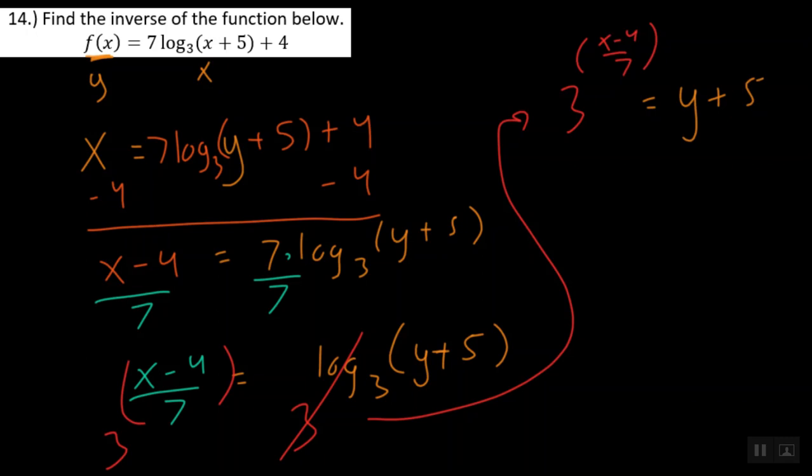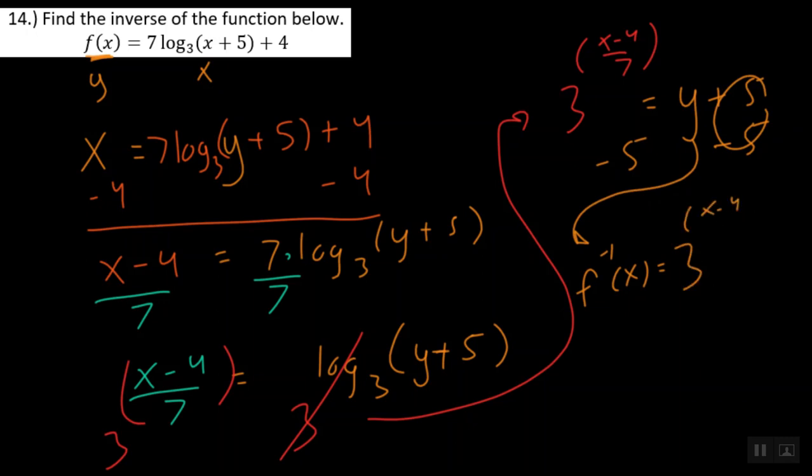And since we're so close to finishing, I think I see a lot of students make a mistake here. You subtract both sides by 5, and you simply write this. y is f inverse of x is equal to 3 to the x minus 4 over 7 minus 5. And you really want to emphasize that your 3 and your 5 are the exact same size. Alright, I hope this helps. Let's go into problem 15.